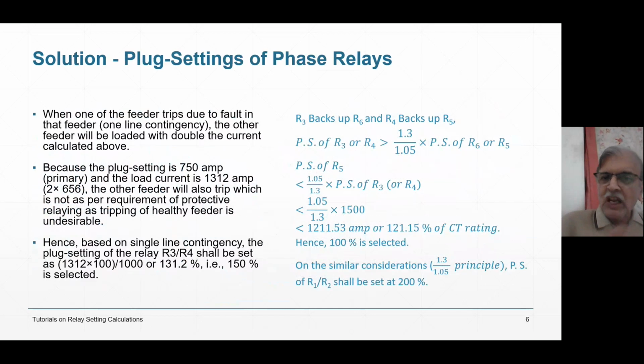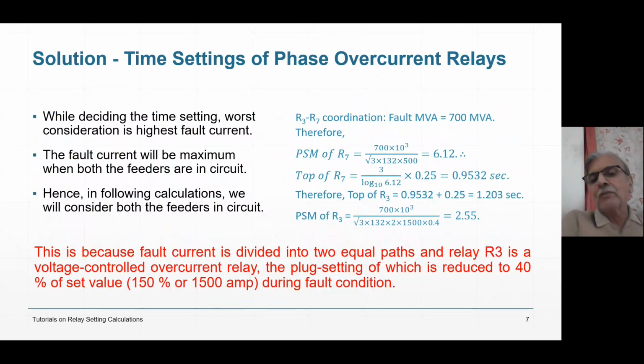So for R3 and R7 I have to consider 700 MVA. Plug setting multiplier of R7 is 700 into 10 raised to 3 over root 3 into 132, with 500 by 1 as CT ratio. So 6.12. That means top of R7 is 3 upon log 6.12 into 0.25, which is given. TMS of R7 0.25 is given in data. So time of operation of R7 is 0.9532. Here we are not considering instantaneous unit, so we stop at 0.9532. Had instantaneous unit been given, then we would have considered it, but in some other example we may consider. Therefore, top of R3 is 0.25 more, since it is the relay that is backing up: 1.203.